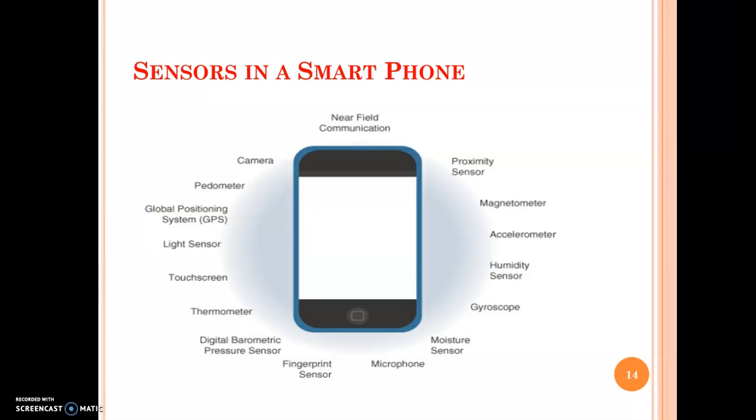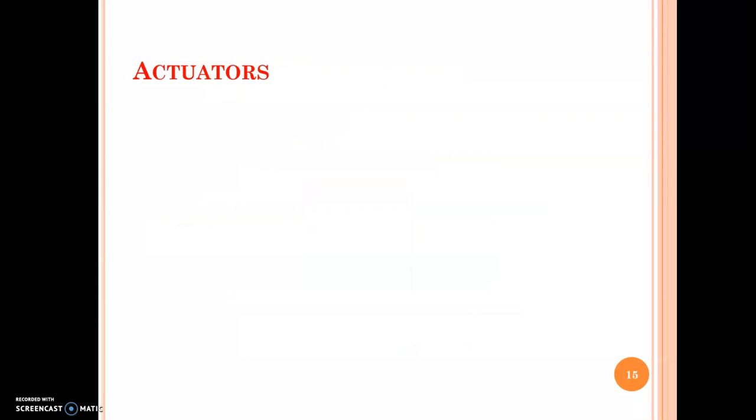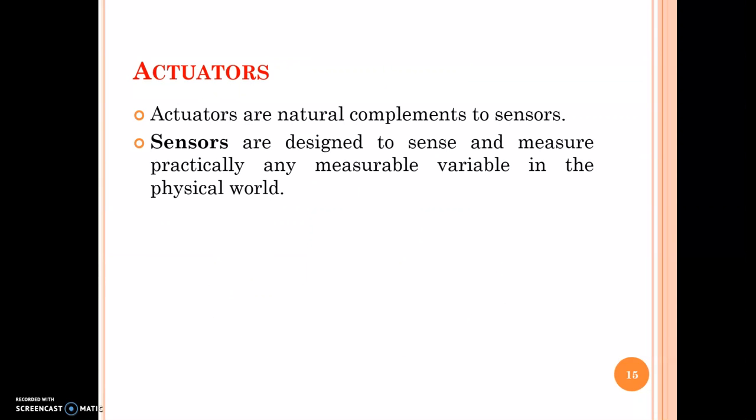Now, after discussing the sensor, it's time to discuss the reverse of that, which is called the actuator. So, actuators are natural complements of a sensor. For discussing these two types, which are opposite, symmetrical as well as complementary in nature, we need to discuss each one.